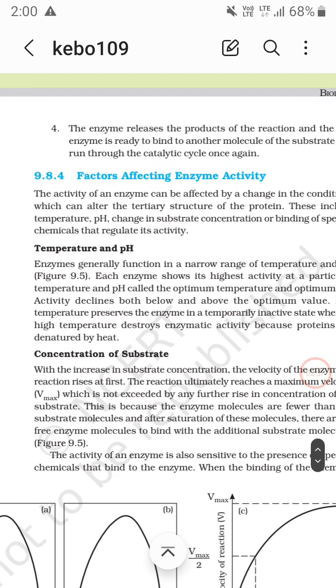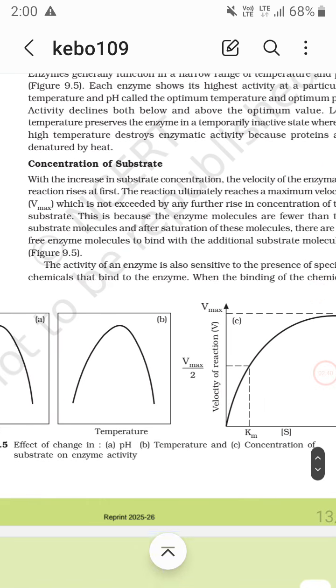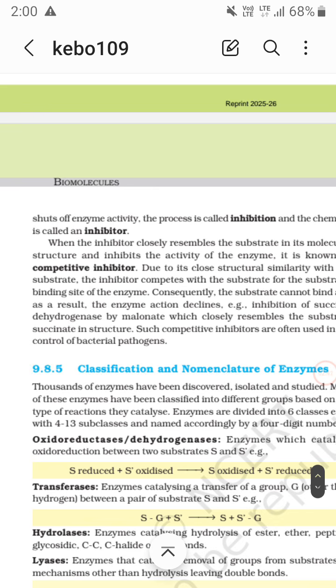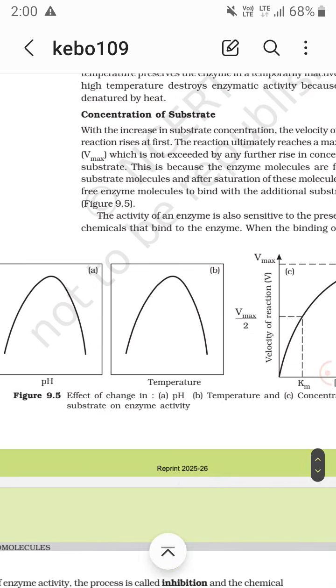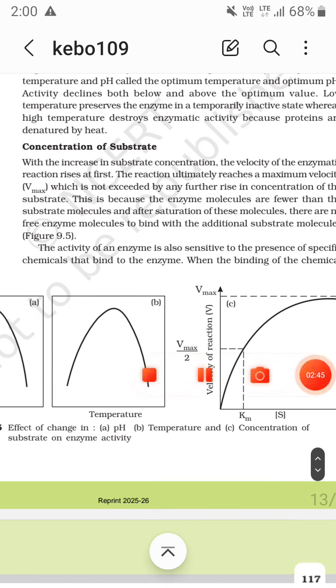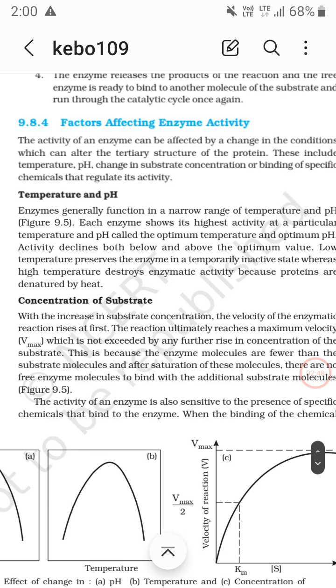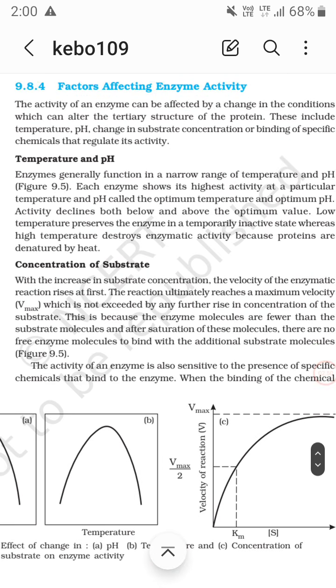The factors affecting enzyme activity include temperature and pH, concentration of substrate, and competitive inhibitor. Optimum temperature and optimum pH.